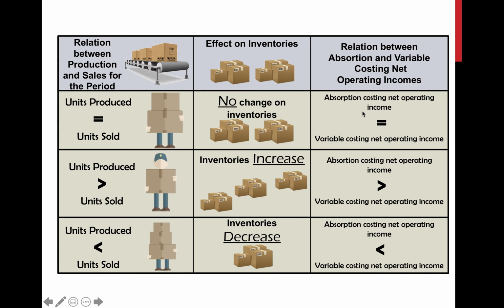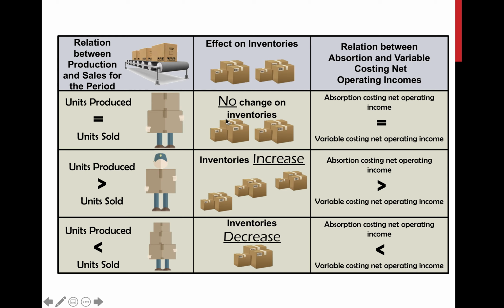It means that under absorption costing, the net operating income is going to be the same as under variable costing. Why is that possible? Because the amount of fixed manufacturing overhead that you expend in this year or in this month, the period that you define, is sent totally to the cost of goods sold because you sold everything that you produced. Nothing is sent to the balance sheet. So you don't have any change of inventory.